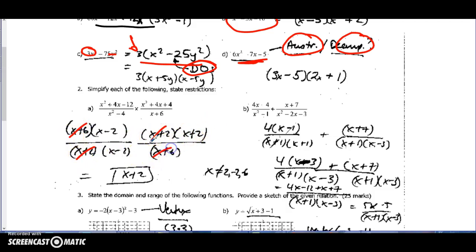X plus 6, X plus 6. And you're left with X plus 2, and you're done. And your restrictions go here. So this is minus 2, plus 2, and minus 6. Minus 2, plus 2, and minus 6.